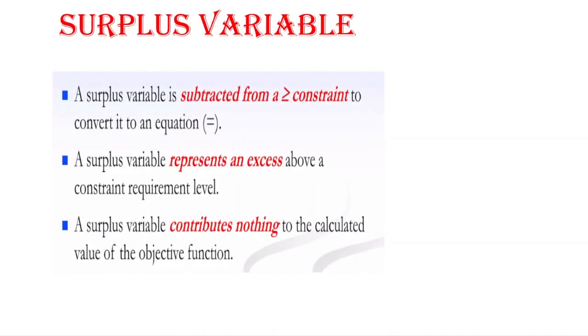Then we have the surplus variable. Again, to write the canonical form of the LPP into the standard form, we always have a greater than equal to constraint. So whenever we have a greater than equal to constraint, we subtract the surplus variable from it so that we can convert it into an equation. It always represents an excess above a constraint requirement level, and it contributes again nothing to the objective function.